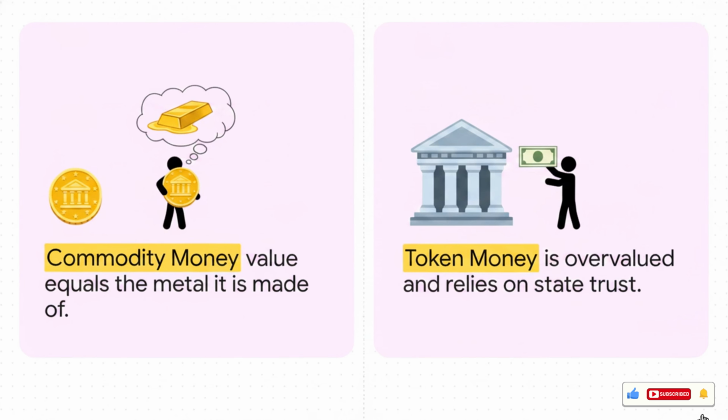First, we have what's called commodity money. This has a really high fallback value. You see, a gold coin is valuable simply because the gold itself is valuable, even if you melt the whole thing down. Token money, on the other hand, is heavily overvalued. It has almost no physical worth. It relies entirely on a centralized state demanding that people trust and accept it.